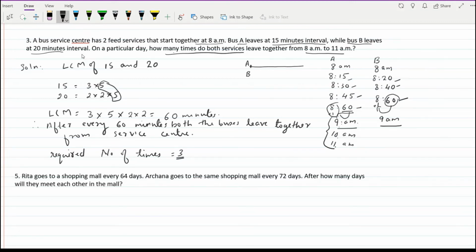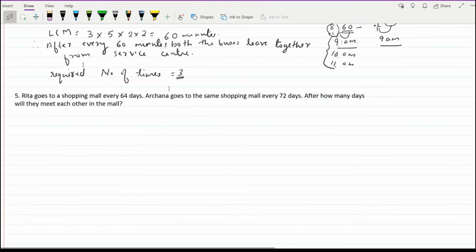Now we can go through question number 5. In between question number 2 and question number 4 you should do the homework. So question number 5 we can go through now.